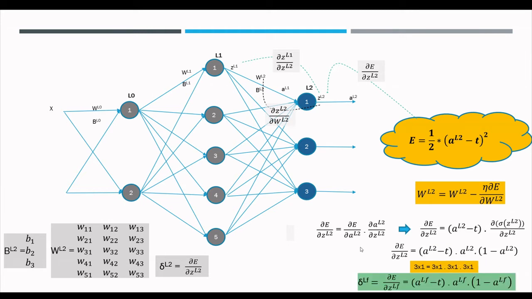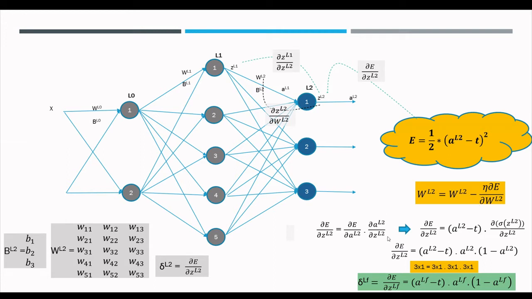So that delta L2 is really just this function here, the partial derivative of E with respect to the ZL2. ZL2 is the output of this layer. And how do we compute that? We break it down by chain rule, by first jumping to this point, which is AL2, and then jumping to ZL2, right? So that's what we do here. And this is nothing but the partial derivative of this function with respect to AL2, and what you would get is AL2 minus T, because this 2 would cancel out and you just get AL2 minus T.